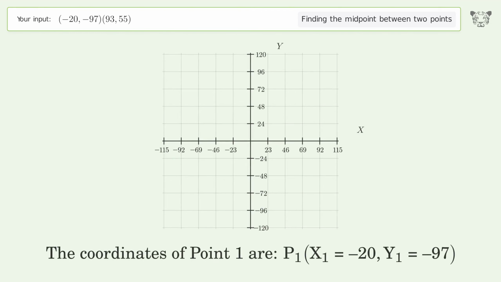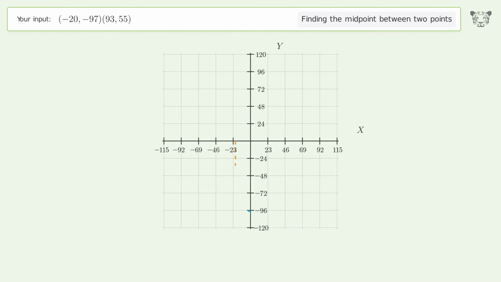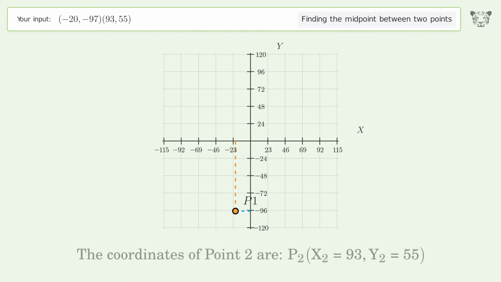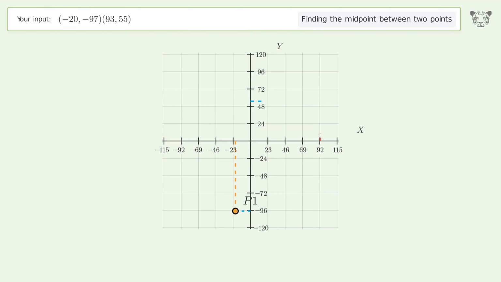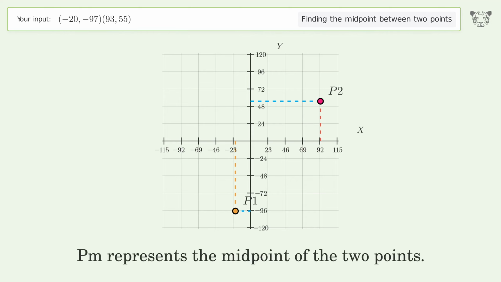The coordinates of point 1 are x1 equals negative 20, y1 equals negative 97. The coordinates of point 2 are x2 equals 93, y2 equals 55. PM represents the midpoint of the 2 points.